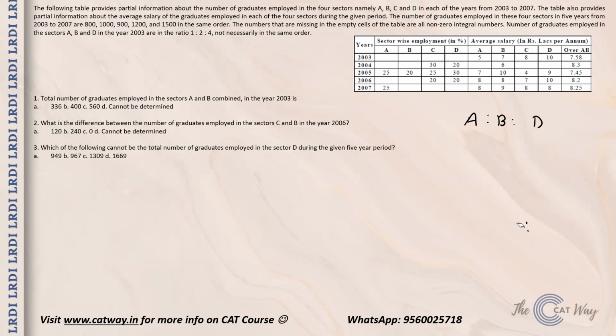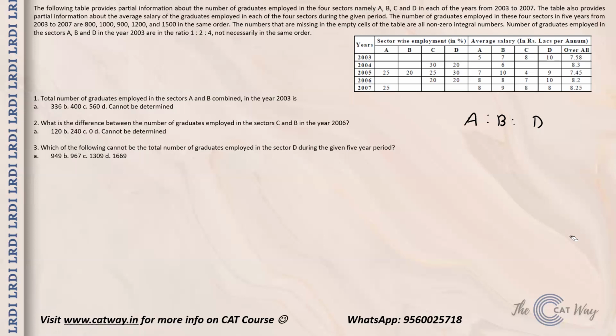Okay, now moving ahead, so what has been given? The table has been given. I don't see that anything is there which we can actually do over there. So let's directly move towards the question and solve the set on the basis of the questions that we have. Now the first question is that the total number of graduates employed in sector A and B combined in the year 2003 is.